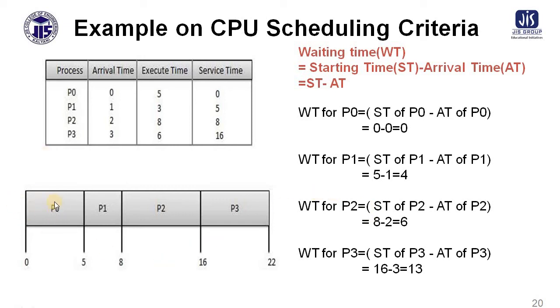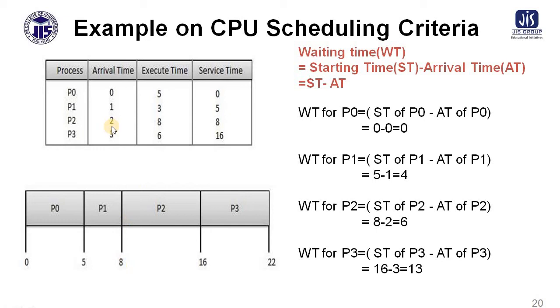Now come to the next diagram. Here process 0 will start at its arrival time, that is 0. Process 0 execution time is 5. So after 5 seconds, process 0 completes execution and exits from the system. Next, P1 will come. How much time will P1 execute? 3. So P1 will enter the system at time 5 and exit at time 8.